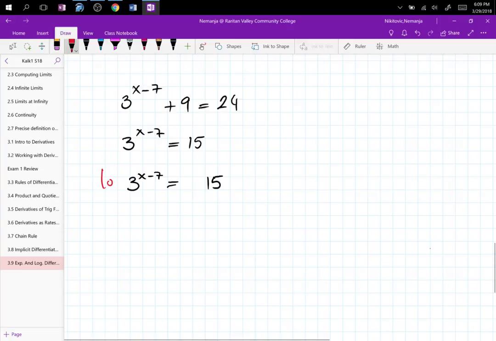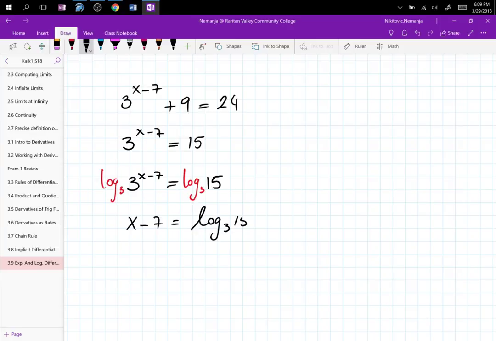So we apply log base 3 to both sides. And the reason why we apply log base 3 to both sides is because the exponential and this one will cancel, and we are going to get just x minus 7 on the left-hand side. But we are stuck with the log base 3 of 15 on the right. And that we have to use a calculator and the change of base formula to make this thing work. So here's another useful formula.